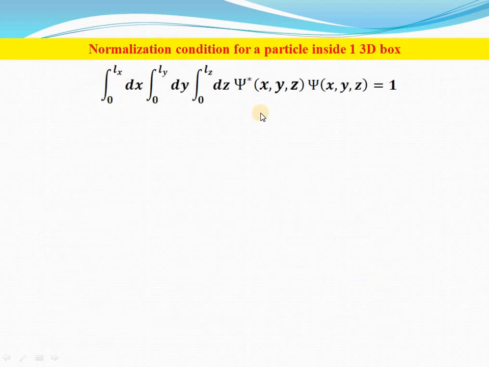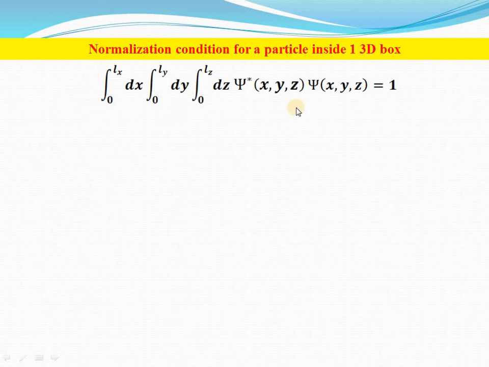Now, as we have discussed, to do the normalization for any system, we know that the particles always remain inside that box, so there is 100% probability of finding that particle inside this three-dimensional box. So if we integrate this wave function along three directions, 0 to Lx, 0 to Ly, 0 to Lz, then we will get the value 1. So this is the normalization condition for a particle inside a three-dimensional box.